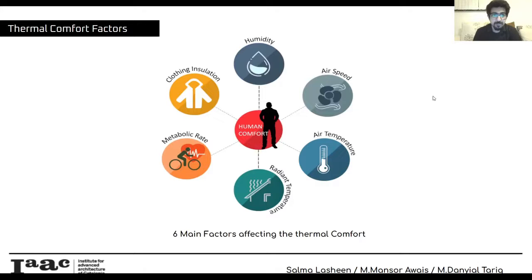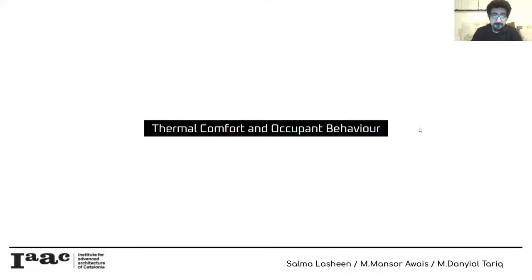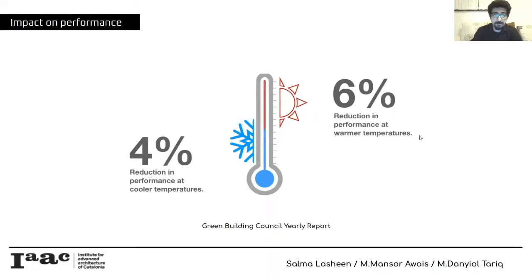And then if we look at thermal comfort in occupant behavior, the main research is done on performance, how performance declines with a low level of thermal comfort. Even with a small difference between warm and cooler temperatures, if you look at performance, in warmer temperatures the performance is 2% lower than it is in cooler temperatures.